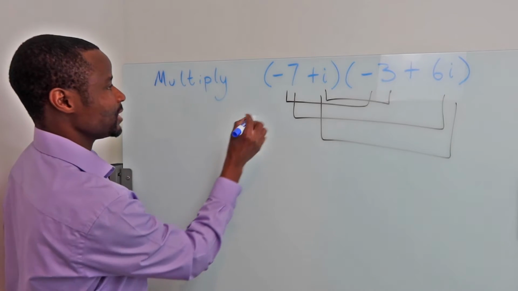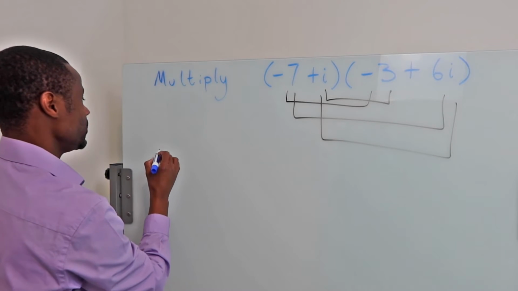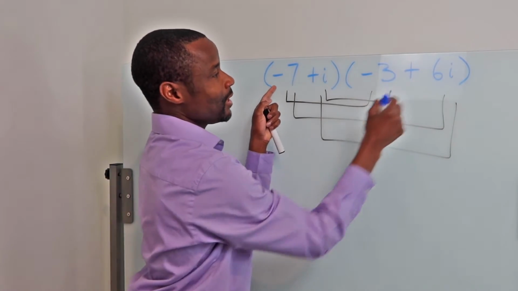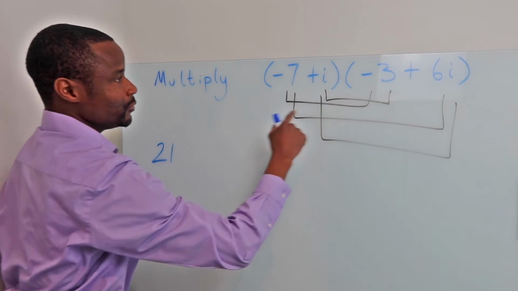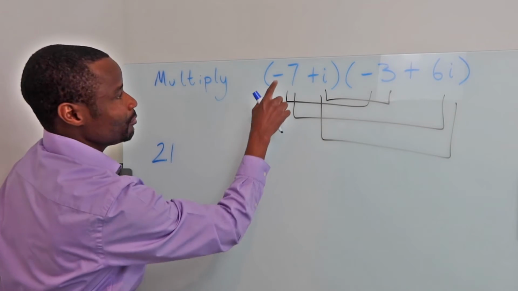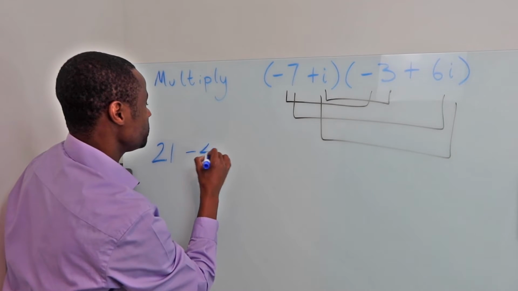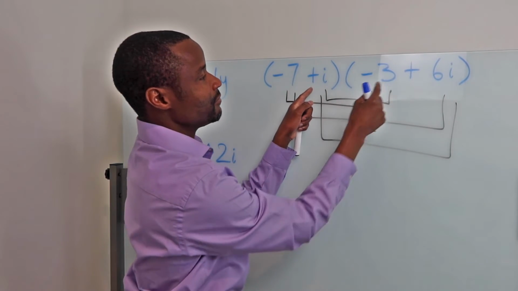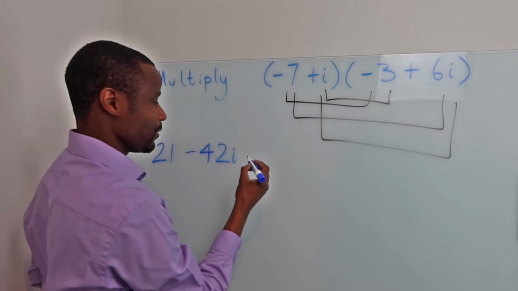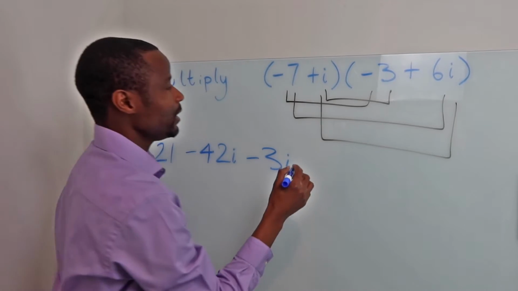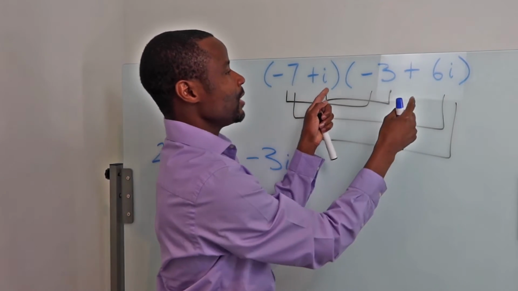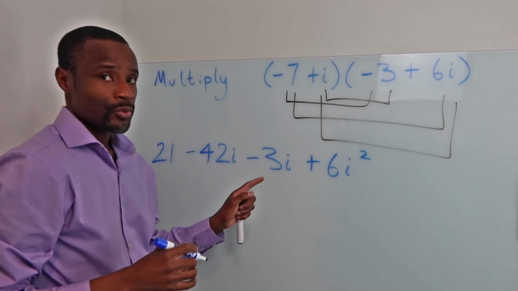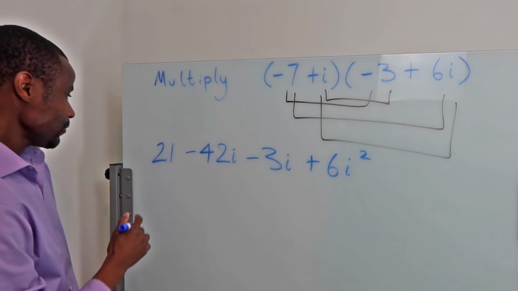When I get first times first, that's -7 times -3. That gives me a positive 21. Outer, -7 times 6i. 7 times 6 is 42, and then the i. But let's not forget the negative, so that's going to be -42i. Now the inner, we have positive i and -3. That gives us -3i. And then the last, i and 6i gives us 6i squared. So that's that. Now we're going to worry about what happens with the i's.